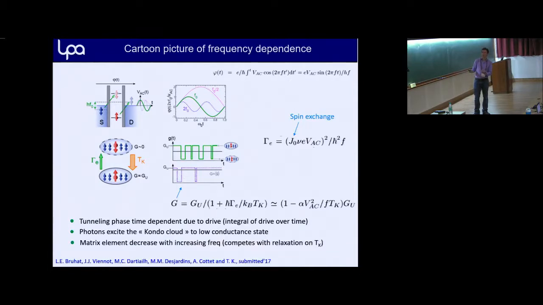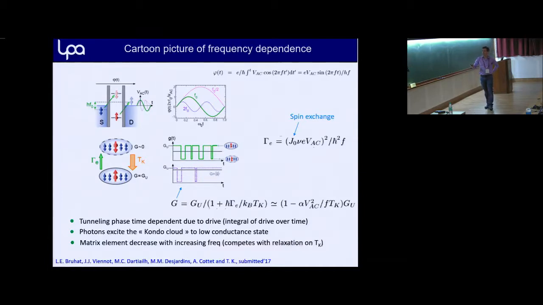And this time-dependent phase is just the integral of this AC drive. So what this means is that you have some kind of averaging effect. The faster the drive, the lower the amplitude of this phase term will be, because it's just the integral, right?